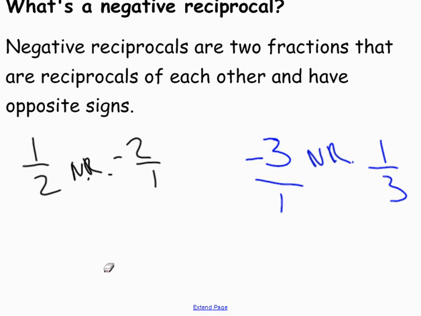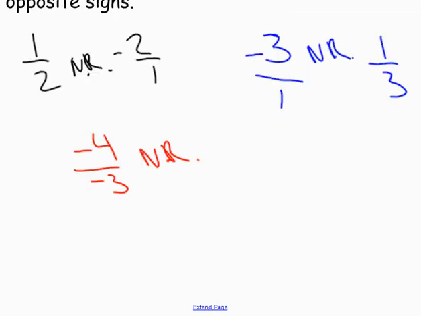Let me throw a curveball at you. Suppose we have negative 4 over negative 3. What would be the negative reciprocal of that? Most students think incorrectly that the negative reciprocal of this is 3 over 4. It's not. It's actually negative 3 over 4. And let me explain why.